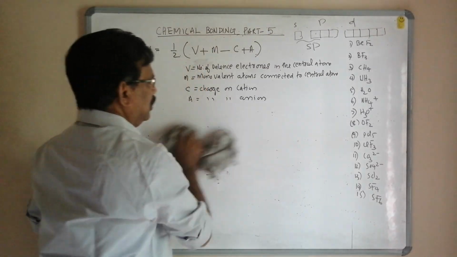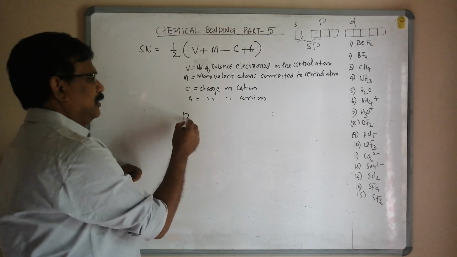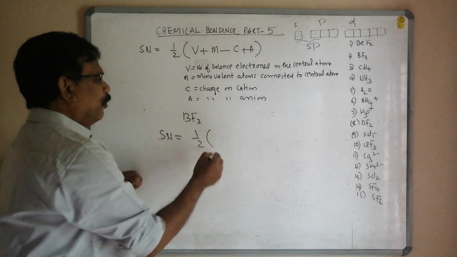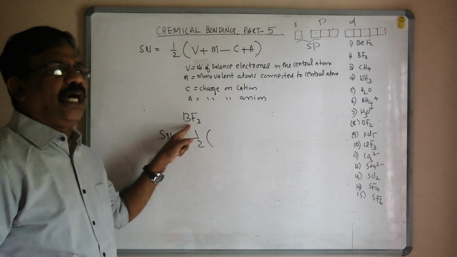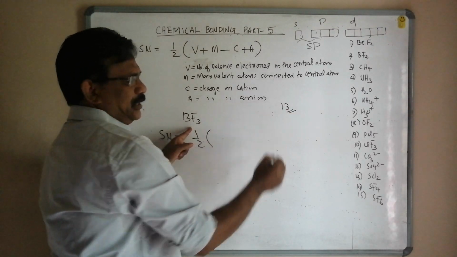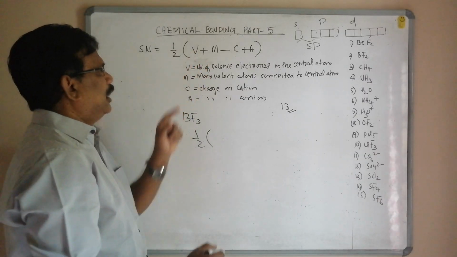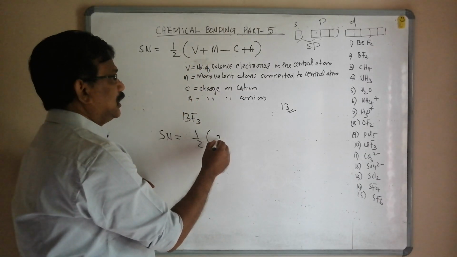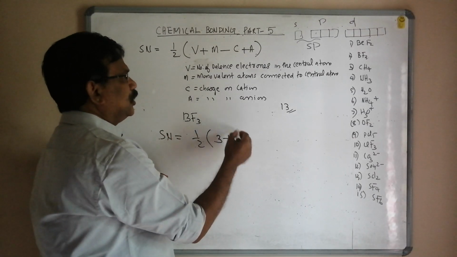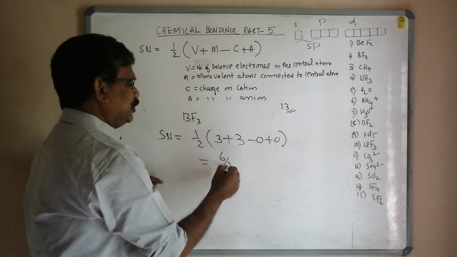Second molecule, BF3. Steric number is equal to half into... boron, aluminum, gallium, indium, thallium are 13th group elements. So the valence shell contains 3 electrons. So number of valence electrons for the central atom is 3, plus the number of monovalent atoms connected, 3. This is a neutral molecule, minus 0 plus 0. So it is equal to 6 by 2 is equal to 3.